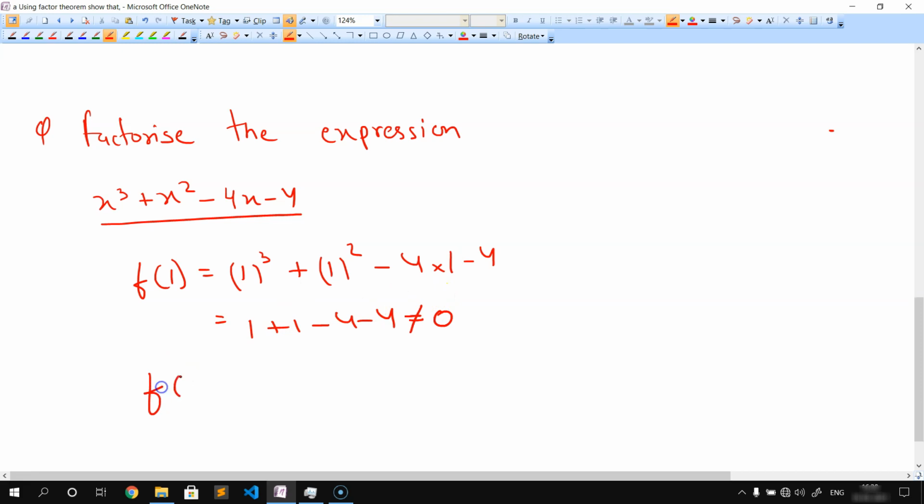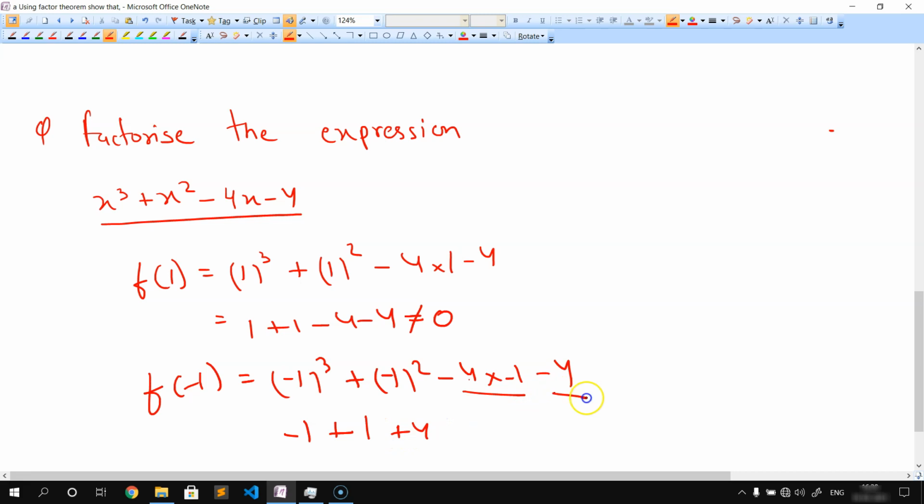We will take f of minus 1. So minus 1 cube plus minus 1 square minus 4 into minus 1 minus 4. Minus 1 cube will be equal to minus 1 and minus 1 square will be equal to 1. Minus 4 into minus 1 will be equal to plus 4 and here it's minus 4. So plus 4 minus 4 plus 1 minus 1 will be equal to 0. So we can say that x equals minus 1 is a factor of this equation.